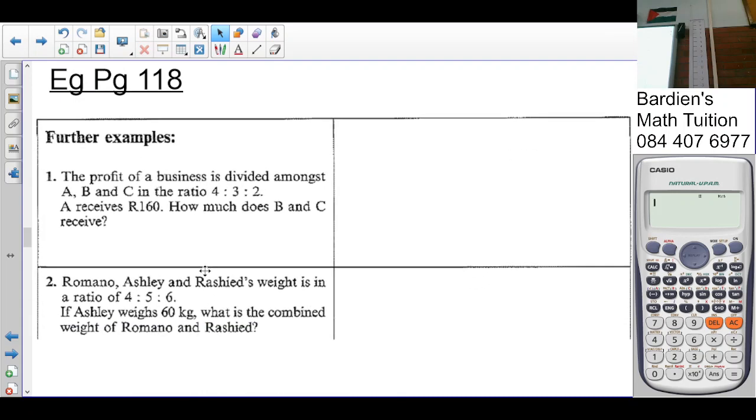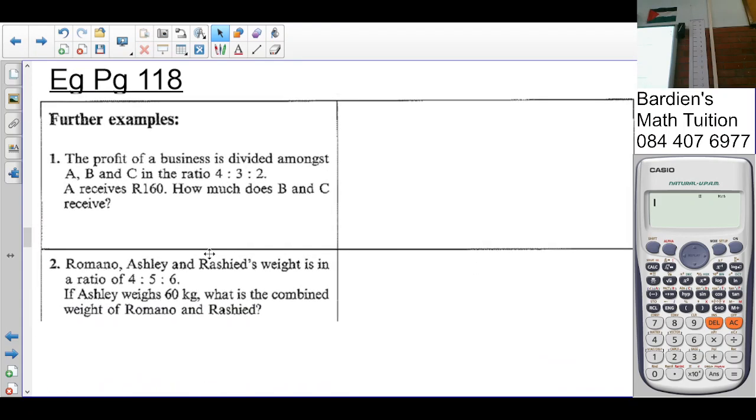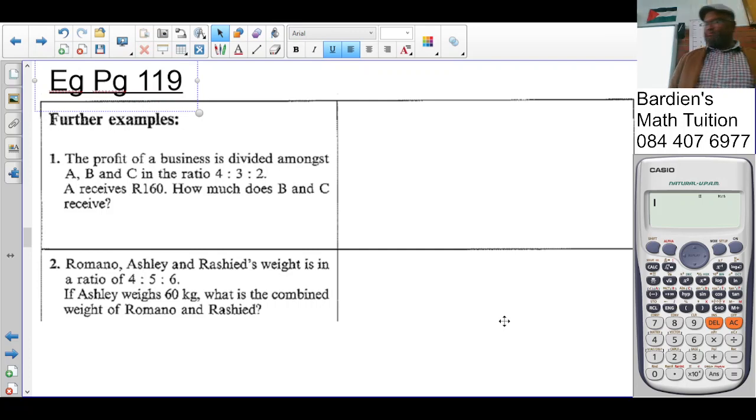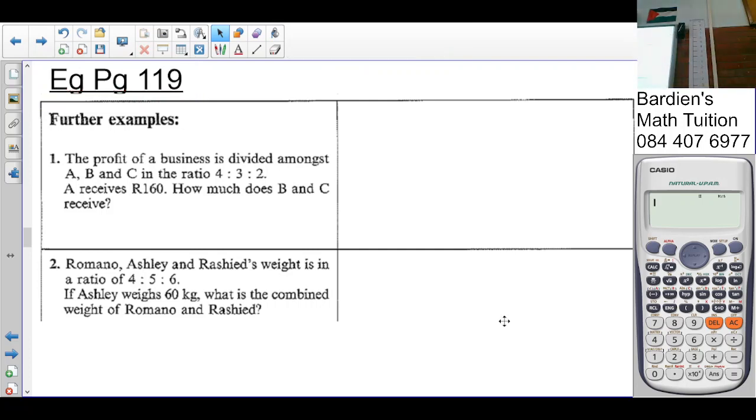Alright, so you're looking at further examples. Is that on page 118? Is it on 119? So 119. Okay.